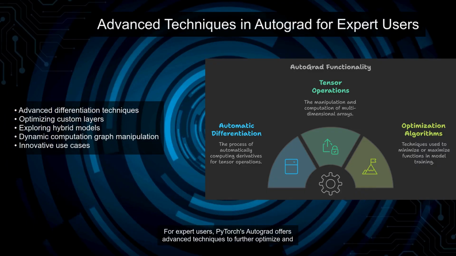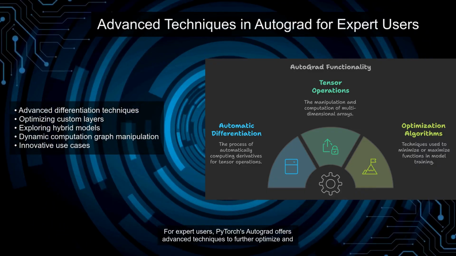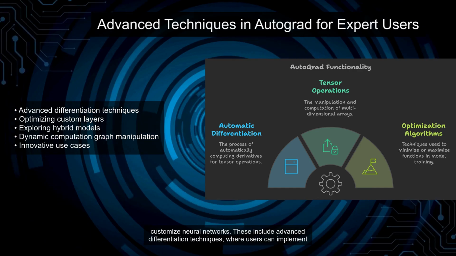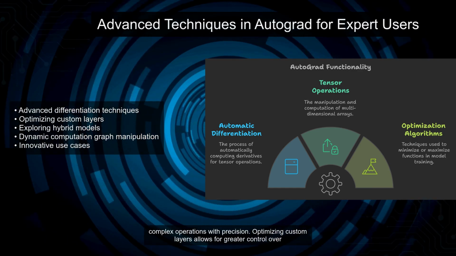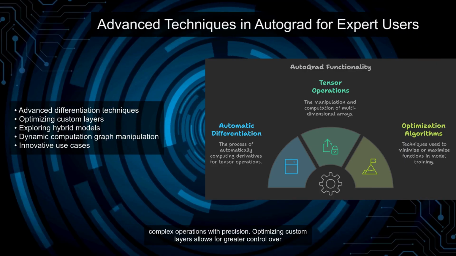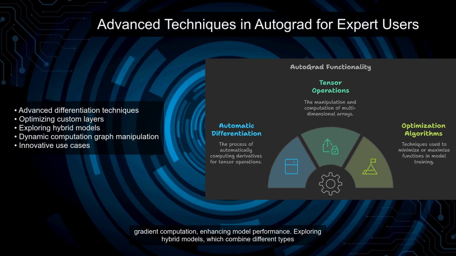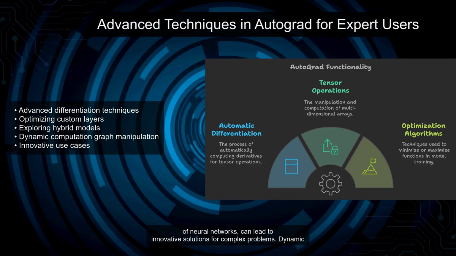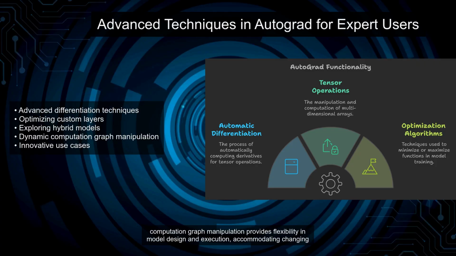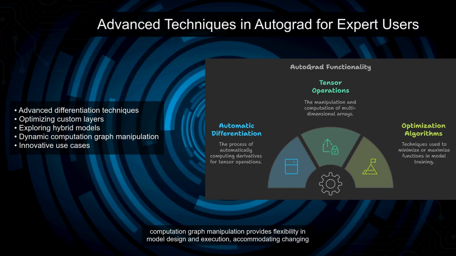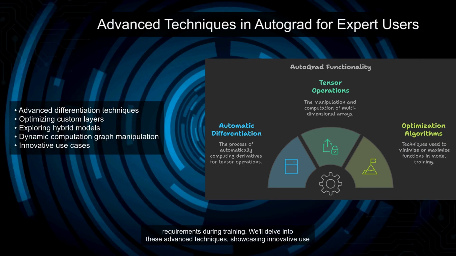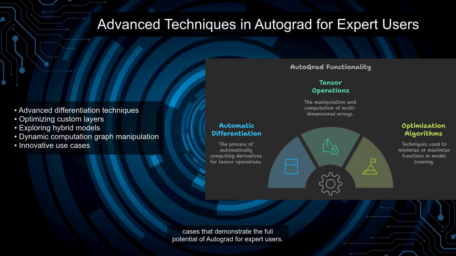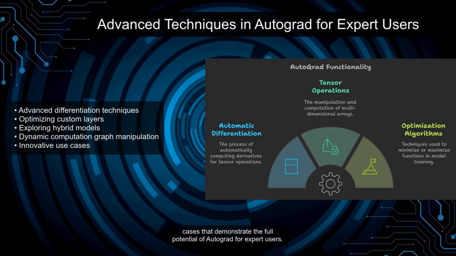For expert users, PyTorch's Autograd offers advanced techniques to further optimize and customize neural networks. These include advanced differentiation techniques, where users can implement complex operations with precision. Optimizing custom layers allows for greater control over gradient computation, enhancing model performance. Exploring hybrid models, which combine different types of neural networks, can lead to innovative solutions for complex problems. Dynamic computation graph manipulation provides flexibility in model design and execution, accommodating changing requirements during training. We'll delve into these advanced techniques, showcasing innovative use cases that demonstrate the full potential of Autograd for expert users.